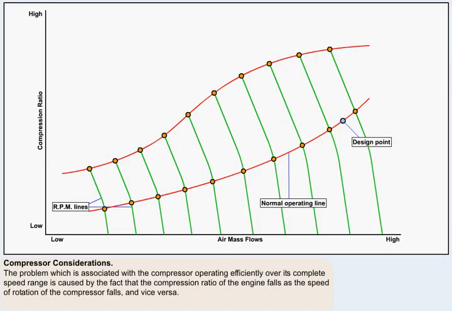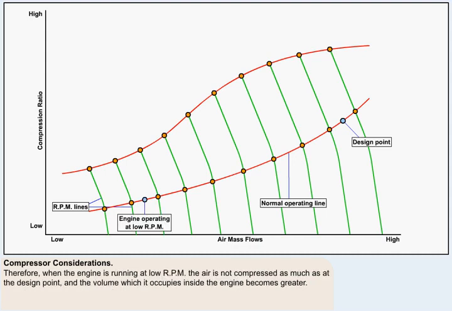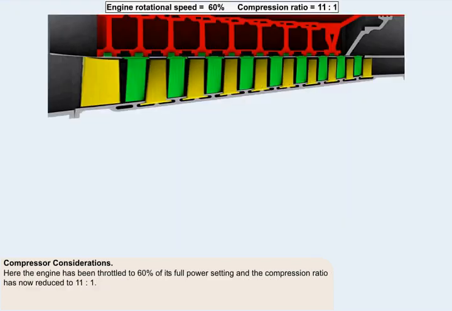The problem which is associated with the compressor operating efficiently over its complete speed range is caused by the fact that the compression ratio of the engine falls as the speed of rotation of the compressor falls, and vice versa. Therefore, when the engine is operating at low rotational speeds, the air is not being compressed so much as at the design point, and the volume which it occupies inside the engine becomes greater and greater. Here the engine has been throttled to 60% of its full power setting, and the compression ratio has now reduced to 11:1.